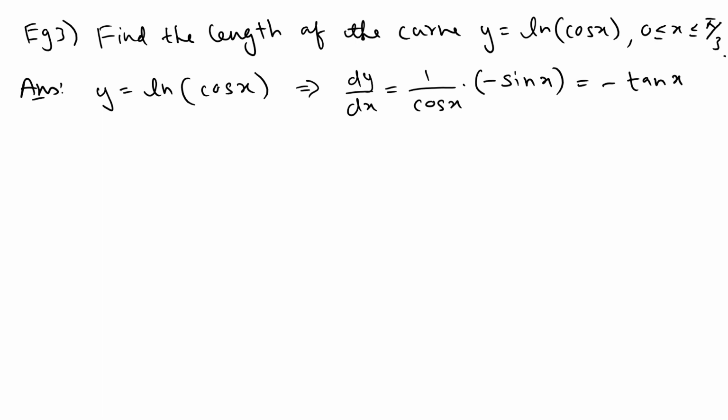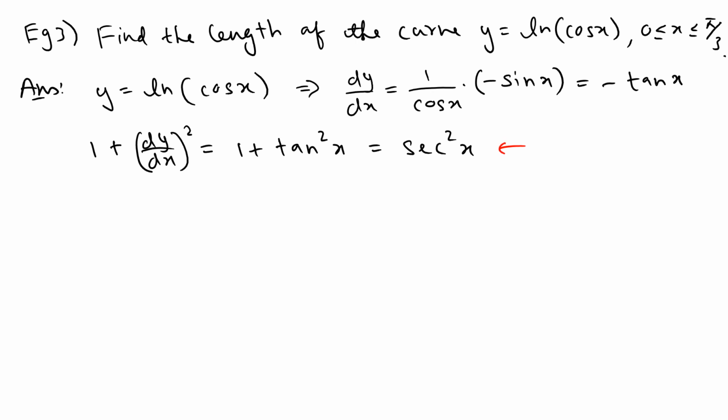Now we can simplify. We know that 1 plus dy over dx whole thing squared is 1 plus tan squared x. But we know from trigonometry that 1 plus tan squared x simply means secant squared x. This is one of the trigonometric identities. And then this is the formula.